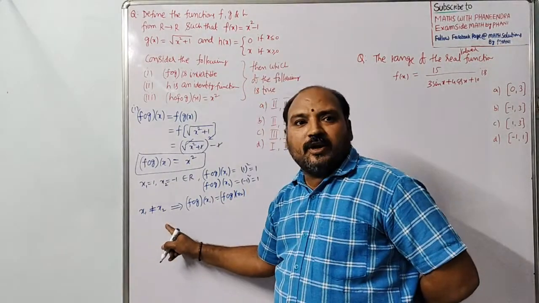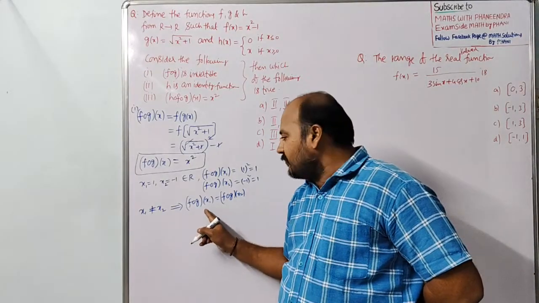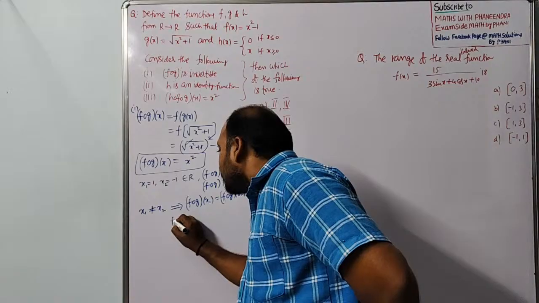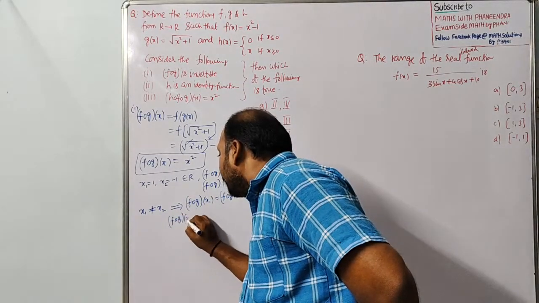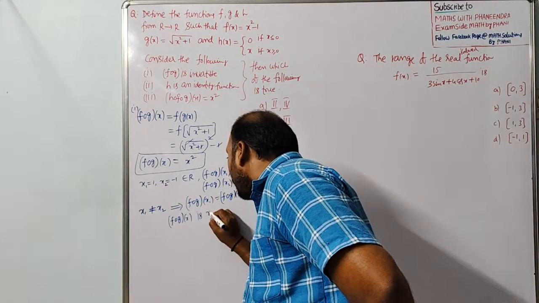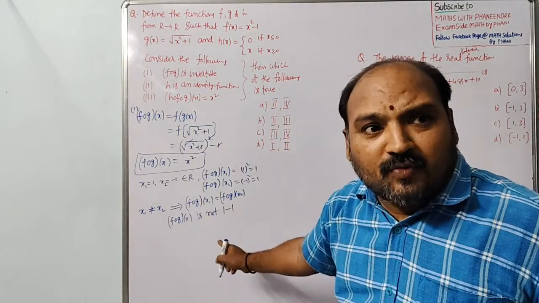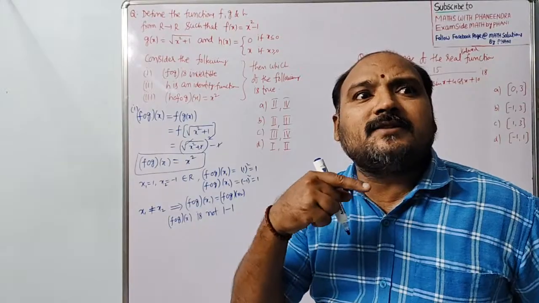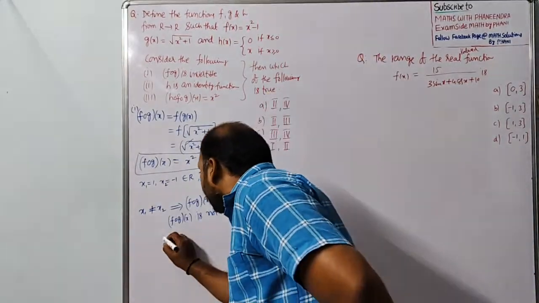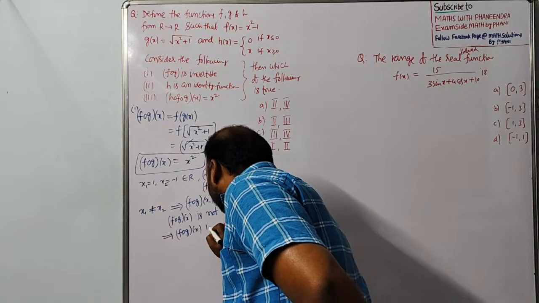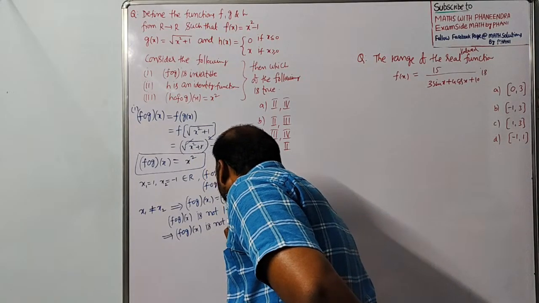x1 is not equal to x2, that implies f circle g of x1 is equal to f circle g of x2, which means f circle g is not 1-1. Whenever f circle g is not 1-1, then it is not invertible. That implies f circle g of x is not invertible.